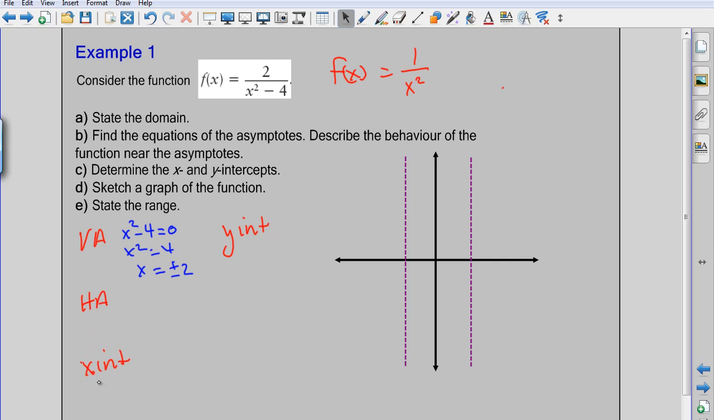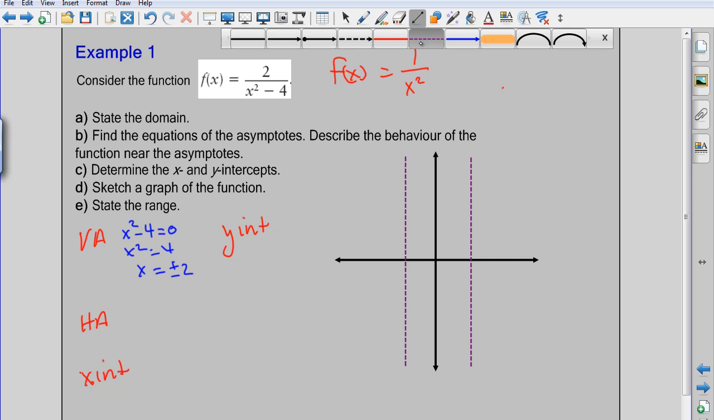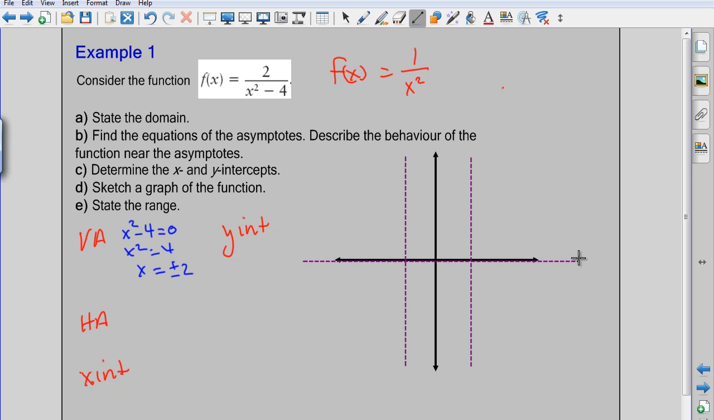The horizontal asymptote can't really be found other than the fact that we've seen in all of the reciprocals so far that there's been a horizontal asymptote at y equals 0. And we're going to talk about why that is in just a moment. So I'm going to label all these before I forget. And now I have all of my vertical and horizontal asymptotes found.